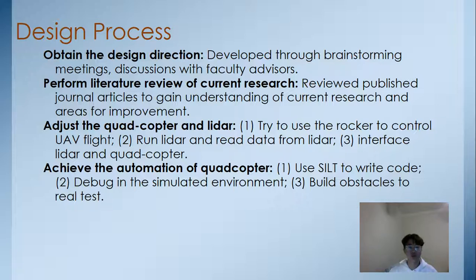Then we adjust a quadcopter and LiDAR. That means 3 steps. The first step is to try to use the rotor to control the UAV flight. Second, we run LiDAR and read data from the LiDAR. Third, interface LiDAR and quadcopter. Last, we achieve the automation of the quadcopter. First, we use SILT to write code. Second, debug in a simulated environment. Third, build obstacles for a real test.